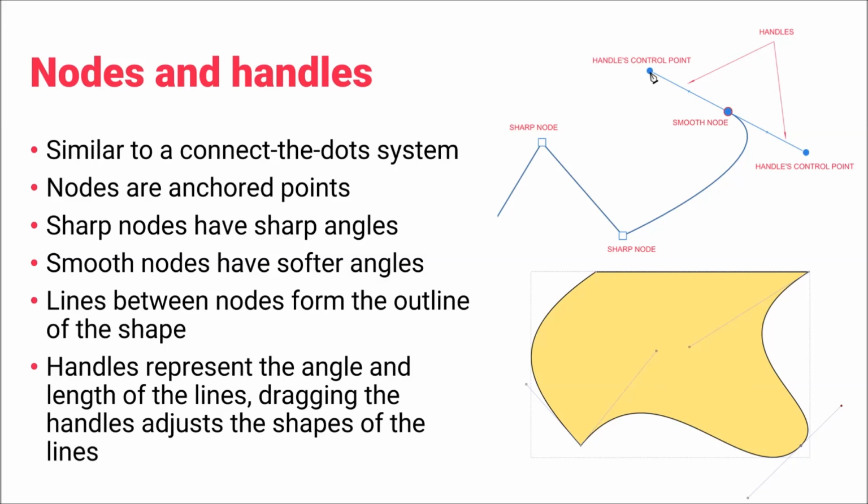So if you have a look on the right hand side here, we have a square that has been edited, a yellow square, and you can see you have these sharp angles between the top two nodes, and then you have these softer, more bent angles between the others, and you can see the blue handles with their little control dots. The dots are literally the thing that you click on to drag them around and adjust them.